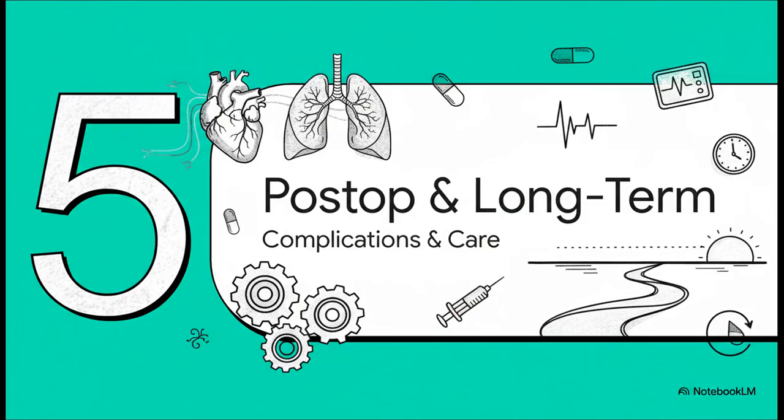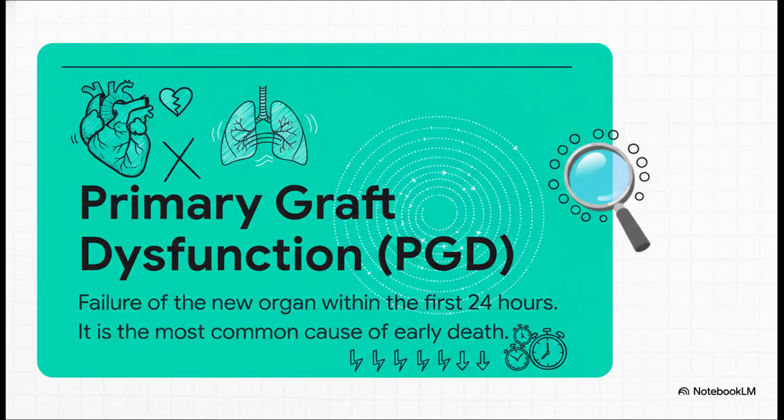So the surgery's done, but believe me, we are far from out of the woods. The work continues, and the challenges just keep coming in the ICU and, really, for the rest of the patient's life. Primary graft dysfunction, or PGD, is without a doubt the most feared early complication. It's basically the new organ failing right out of the gate. And it can affect up to 1/3 of patients. Think about that, 1 in 3. And it is, by far, the most common reason patients die in that early postoperative period.